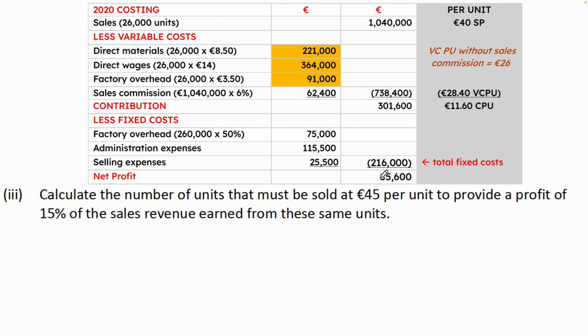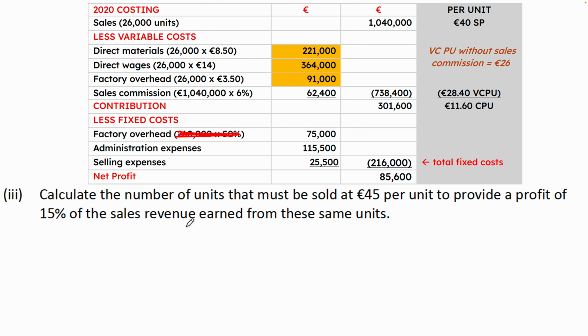Part 3 now says: calculate the number of units that must be sold at €45 per unit to provide a profit of 15% of the sales revenue earned from these same units. Calculate the number of units that must be sold at €45 per unit to provide a profit of 15% of the sales revenue earned from these same units. So you might have to read things a couple of times.